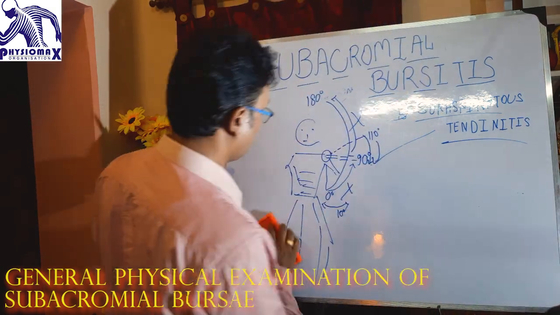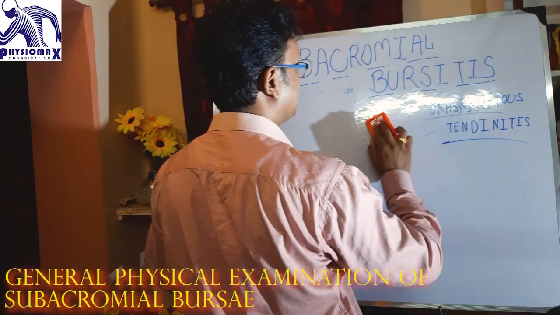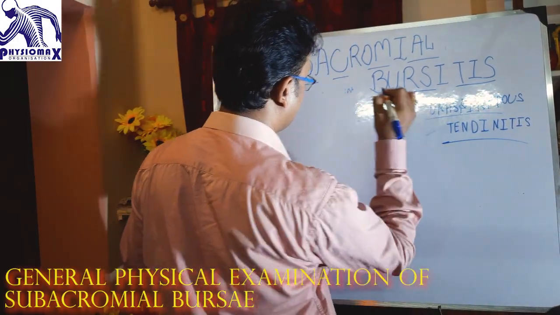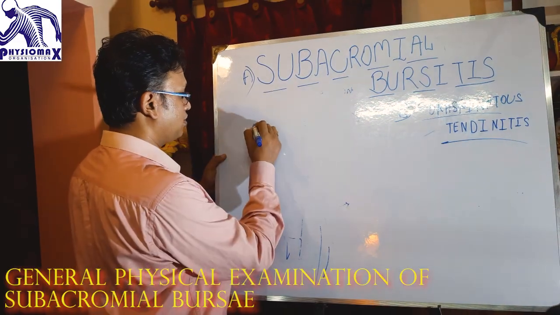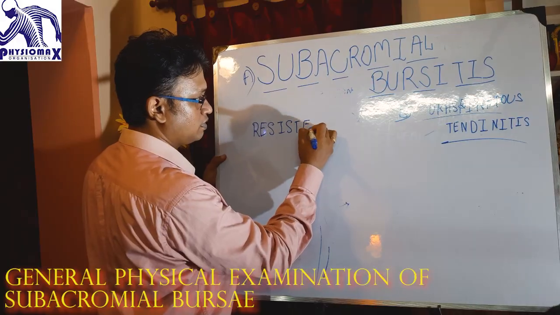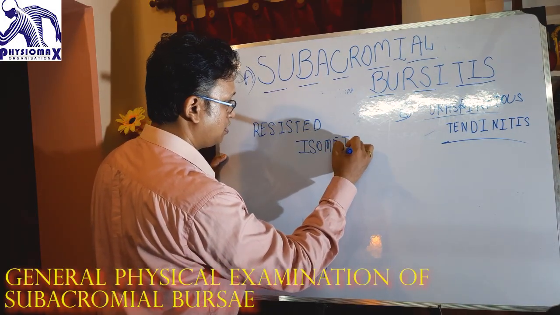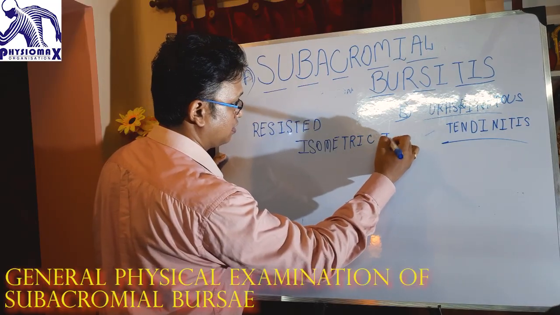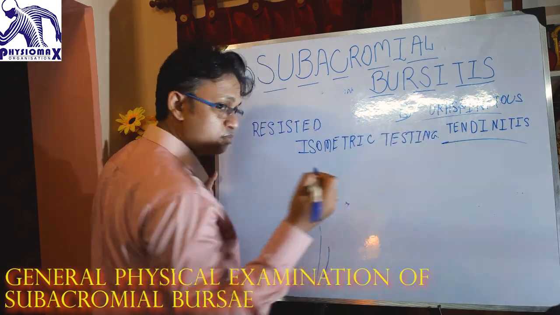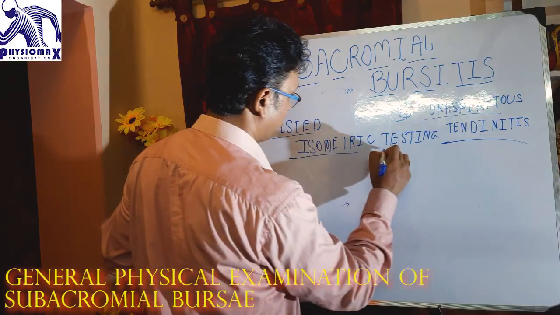Now see the second way of examining the patient, to know whether it can be a subacromial bursitis or a supraspinatus tendinitis. That is what is called resisted isometric testing. Those who don't know exactly what this is, just leave a message in the comment box of this video, and I'll make a separate video on this resisted isometric testing.